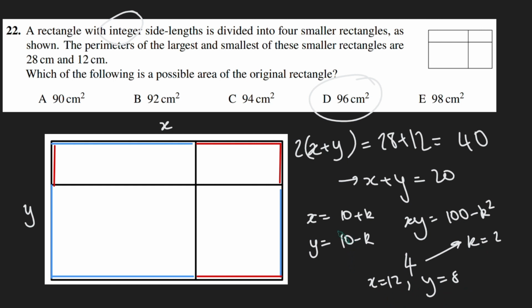So a really nice problem with a really nice trick of moving the sides of these smaller sub-rectangles to get the perimeter of the total rectangle.